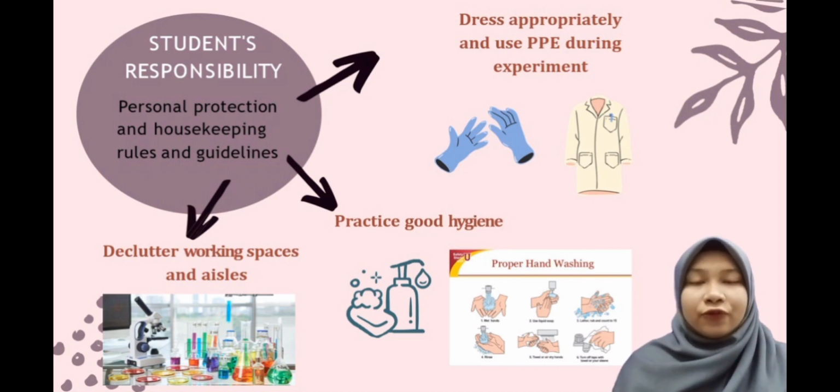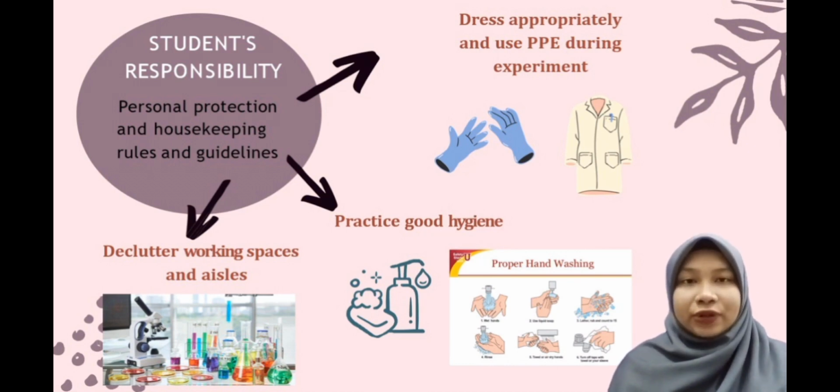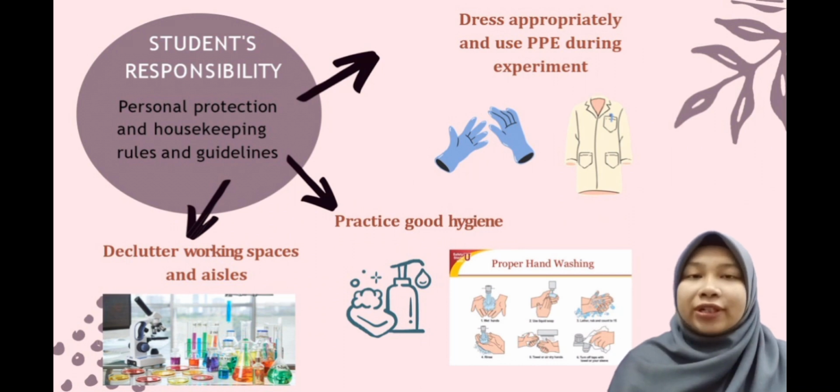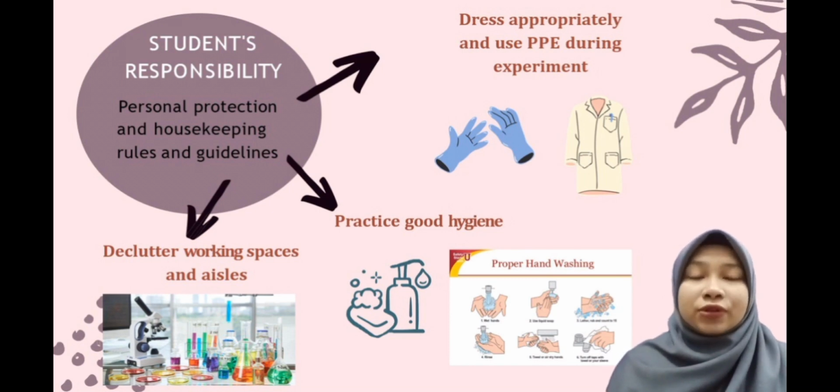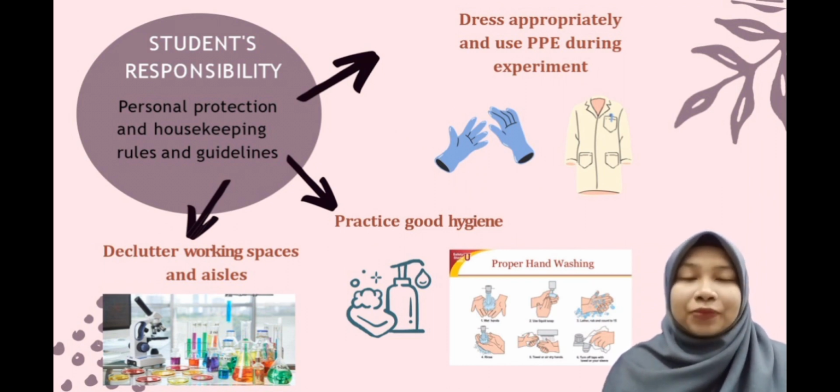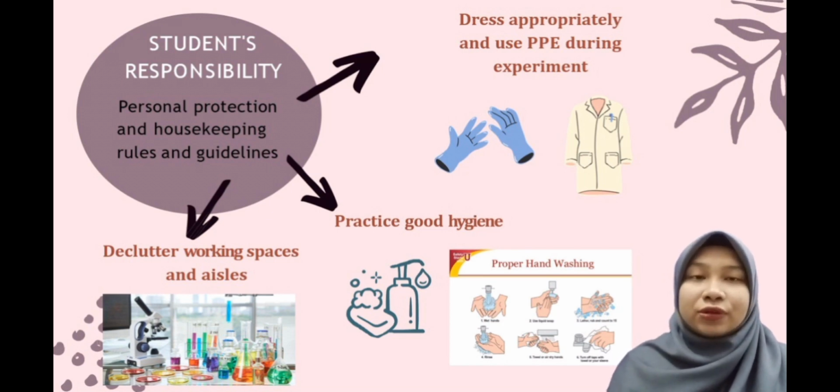It is the responsibility of every student to follow all the safety rules in the lab. Therefore, they need to know personal protection and housekeeping rules and guidelines to minimize the chances of harm befalling them within the work environment. Firstly, it is crucial for students to dress appropriately according to the laboratory dress code. Avoid wearing shorts and short clothes since they will leave your legs vulnerable to chemical spills. Long clothes and well-fitting flat shoes are essential to protect toes.